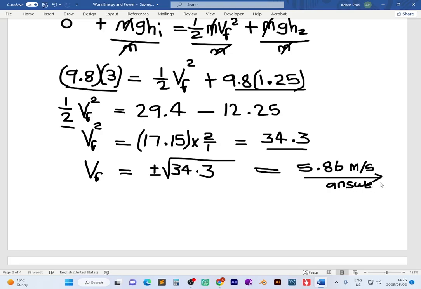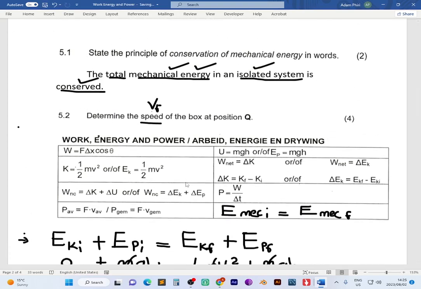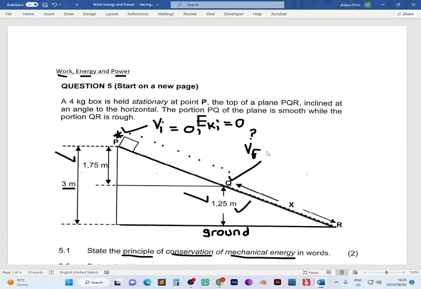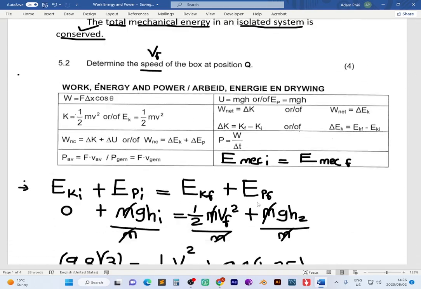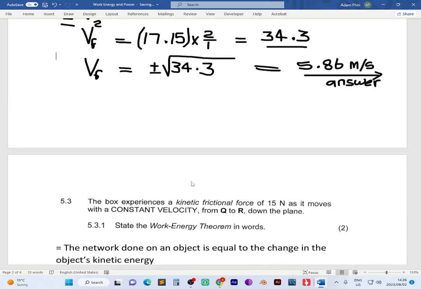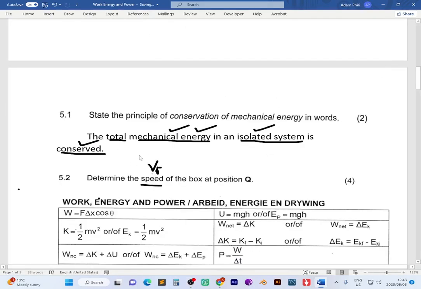So you must remember here conservation of energy, which is conservation of mechanical energy in this case. We put the information in. Remember that when you have information, you fill it in on the problem so that you're able to analyze. Like in this case, we know our V final will be 5.86. And then we come on to the next problem.